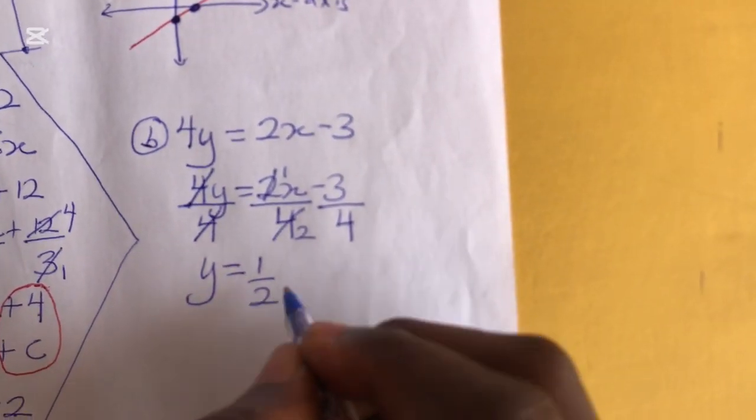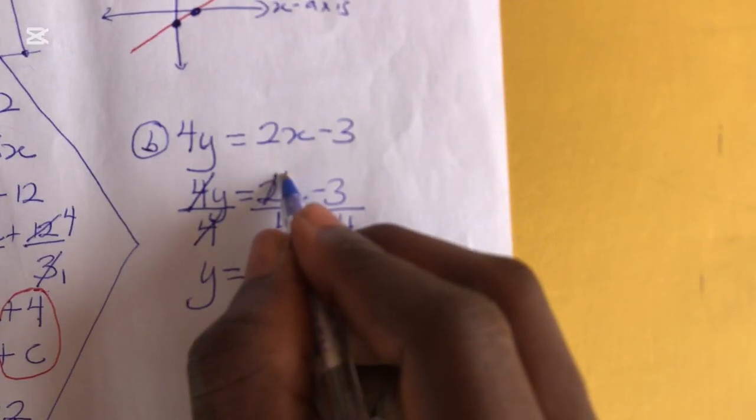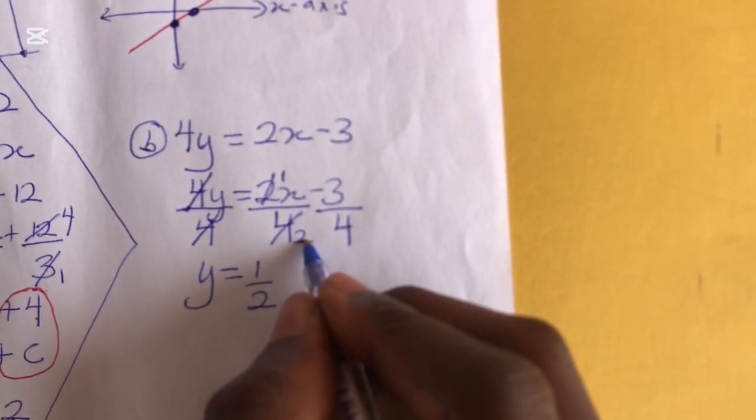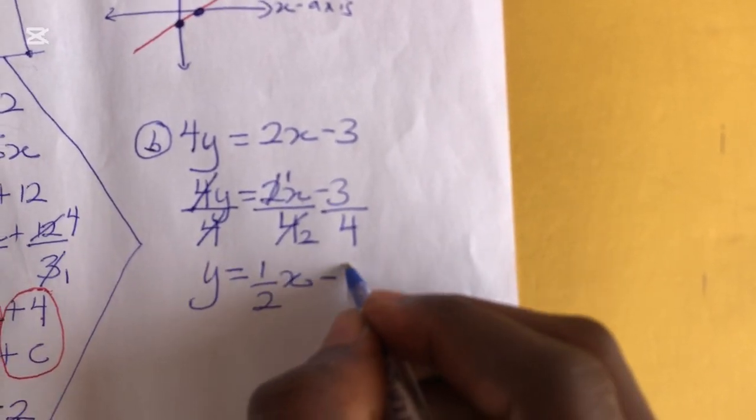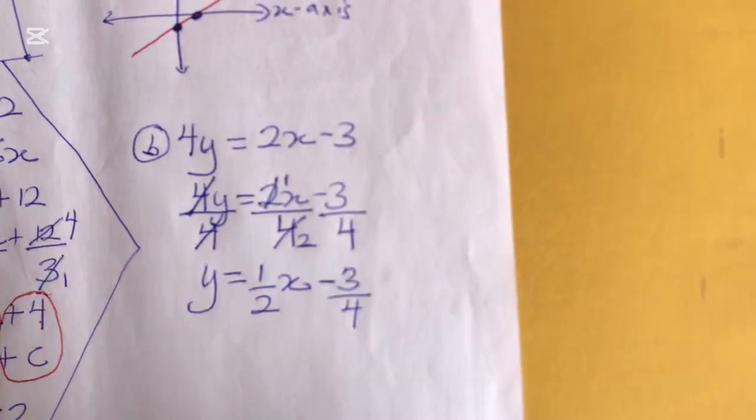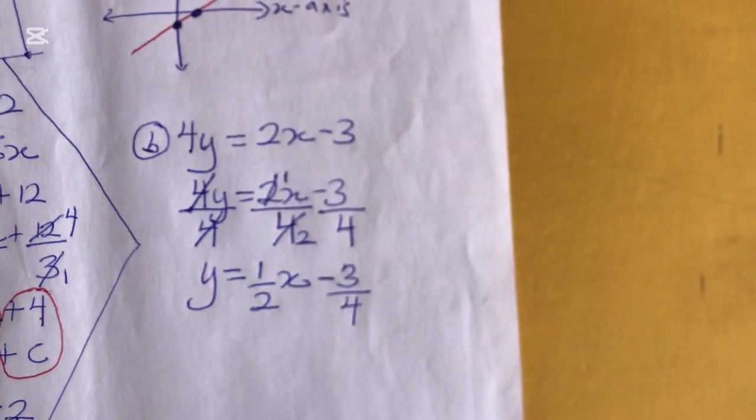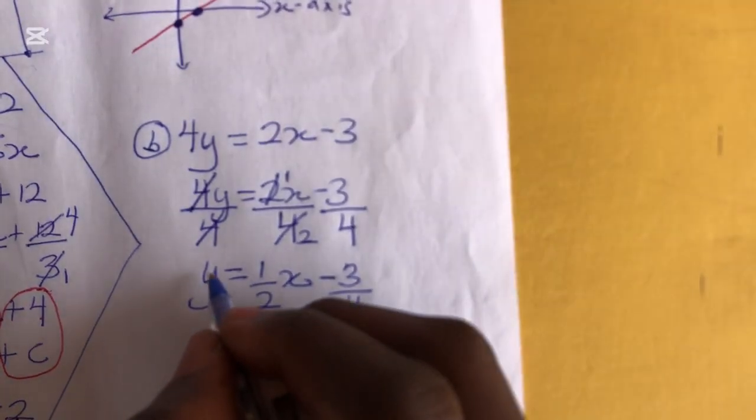1 over 2. Do you see the 1 here? And do you see the 2 here? And then the x, I hope you are seeing it, minus 3 over what? 4. Does it make sense to you? Yeah, I know it does.